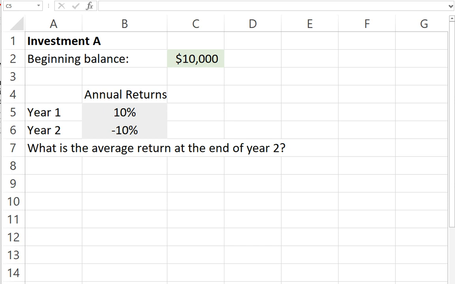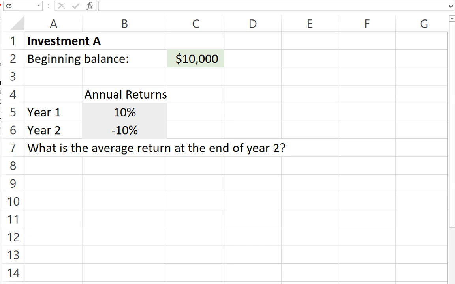This short video is about how the math for the returns work. So suppose we have a fund, an investment that starts with a $10,000 beginning balance. So we start with 10,000, and then after 1 year, we make a 10% return on this initial investment, and then after another year, we have a 10% down year.